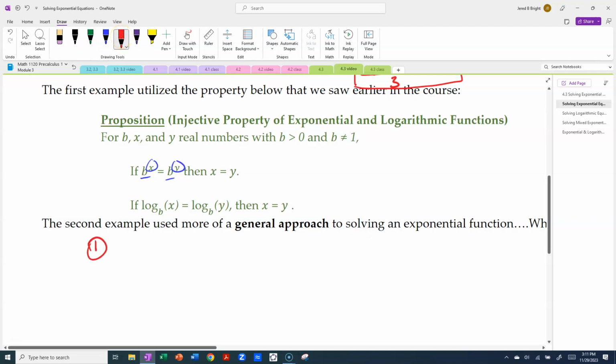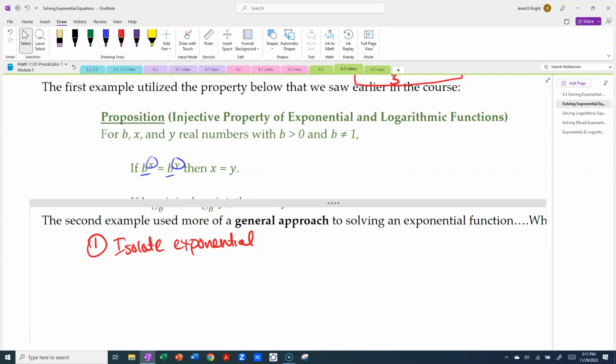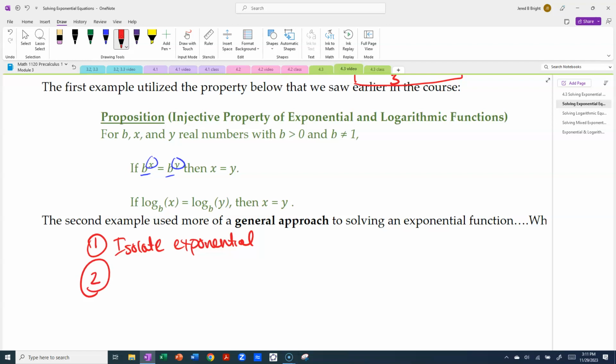In general, the second example that we saw includes the generalized approach. What I recommend first is always try to isolate the exponential. In the first equation that we saw, with base 5 and base 25, I couldn't do that because I had exponentials on both sides. If that's not possible, then you're probably going to end up using the injective property. After you isolate the exponential, what did we do? We switched to log form.